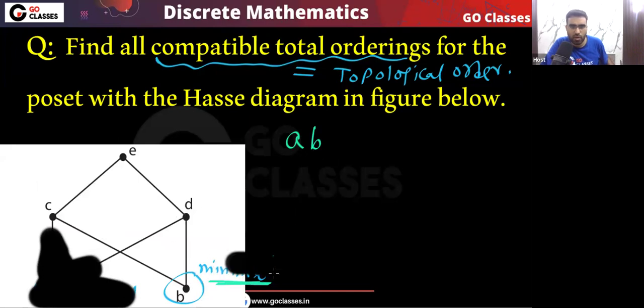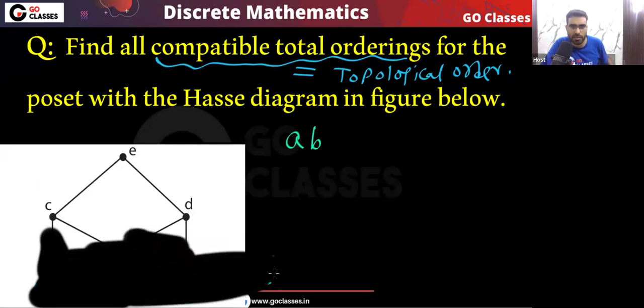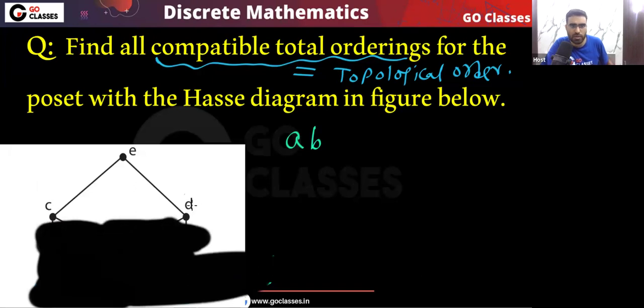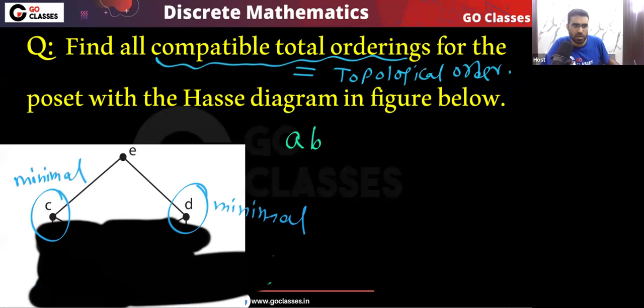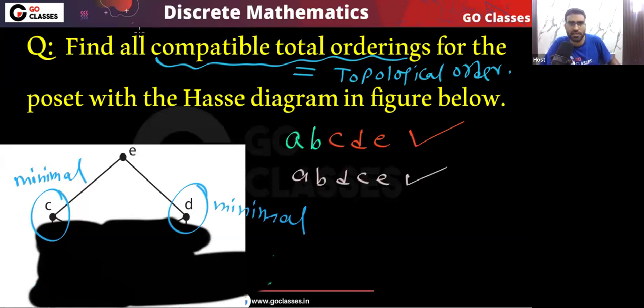Okay, if I delete this B, now you can see who is minimal. Now this is minimal because there is no incoming edge. This is also minimal because there is no incoming edge. So what you can do? Either you can do C, D, E. This is correct. Or you can do D, C, E. This is correct. Yes or no? Is this clear?